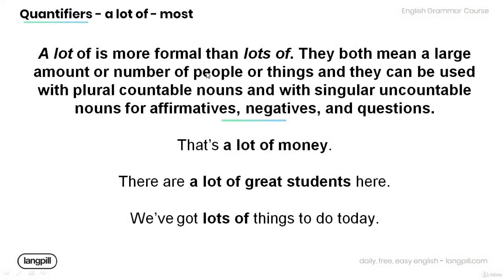Now, a lot of is more formal than lots of. They both mean a large amount or number of people or things, and they can be used with plural, countable nouns, and with singular, uncountable nouns for affirmatives, negatives, and questions. Now, have a look at the examples below.